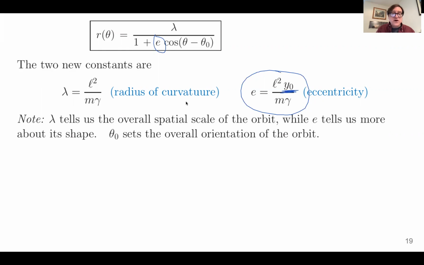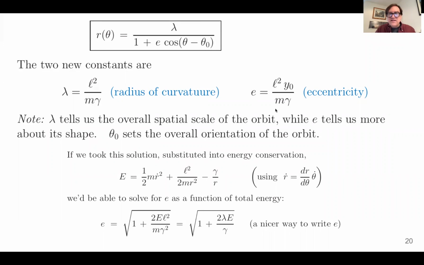This is called the radius of curvature. I think it's got some other Latin names that are going out of style, but really it has the units of length, so it's an overall spatial scale of the orbit. It's the magnification factor of the orbit. In general, how big is the orbit? We'll talk about exactly what that means when we talk about the specific cases. And of course, there's still the theta naught, the other integration constant from the second-order differential equation that tells us how the orbit is oriented with respect to theta.